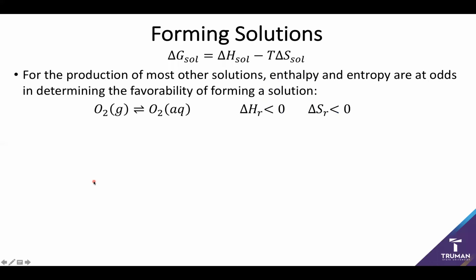However, for the production of most of our solutions, we're going to find that enthalpy and entropy are really at odds. And so this is going to play a big role in determining the favorability of forming a solution. So for example, if I'm trying to dissolve a gas into liquid like oxygen, in this case, I am making good IMFs, as I have no IMFs in the gas phase, and oxygen can coordinate to water. So this should be a negative value. However, entropy is also negative because I've lost space to move around in. So in this case, enthalpy says yes, entropy says no.